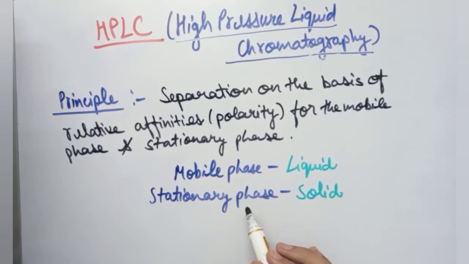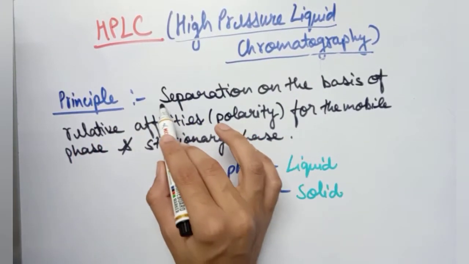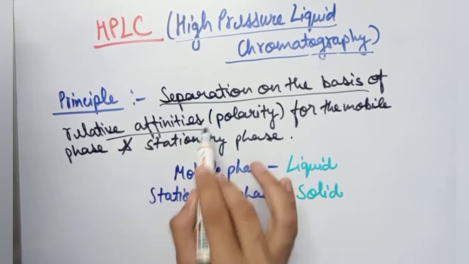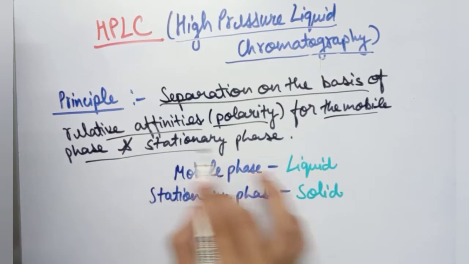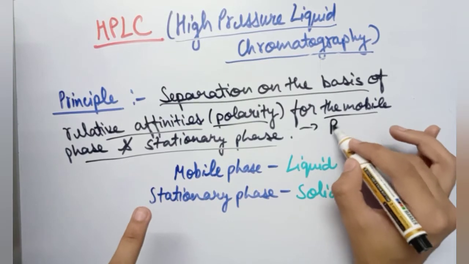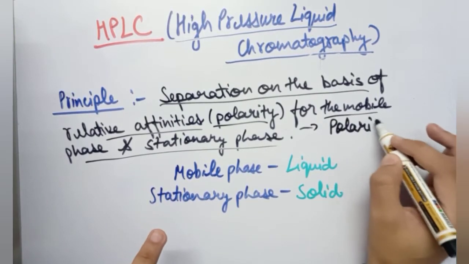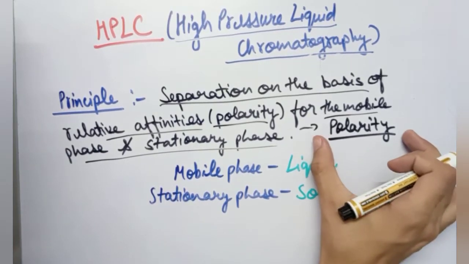As I have given you a brief introduction of HPLC, now we will discuss the principle of HPLC, on what basis the separation of different components takes place. The principle of HPLC is separation on the basis of relative affinities or polarity of the mobile phase and stationary phase, which means the separation will be carried out solely on the basis of polarity of the mobile phase and stationary phase. What is polarity?